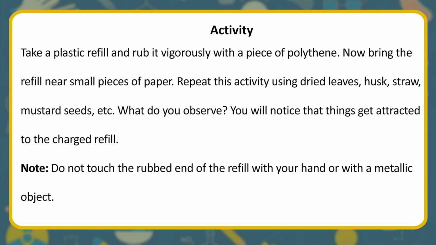Activity. Take a plastic refill and rub it vigorously with a piece of polythene. Now bring the refill near small pieces of paper. Repeat this activity using dried leaves, husk, straw, mustard seeds, etc. What do you observe? You will notice that things get attracted to the charged refill. Note: do not touch the rubbed end of the refill with your hand or with a metallic object.